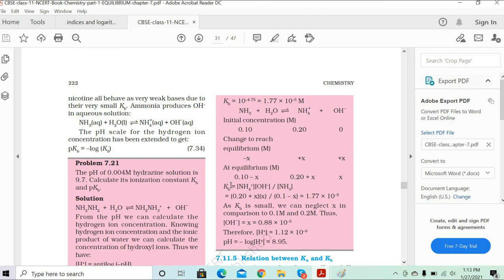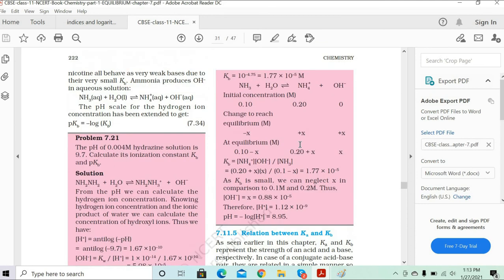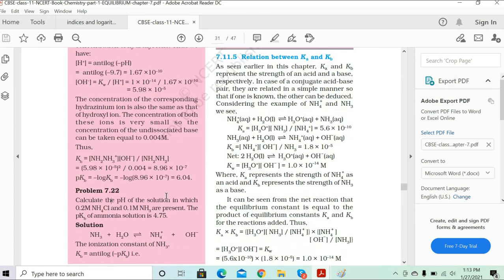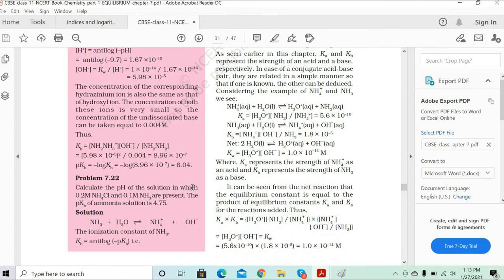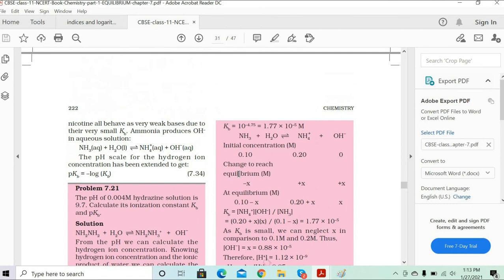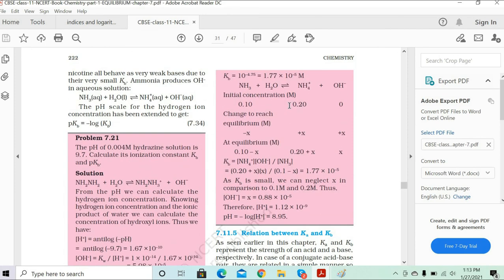Okay. Then at the equilibrium it will become 0.1 minus X and 0.2 this. What is the initial concentration of the ammonium ions? 0.2 molar ammonium chloride. Here that makes the difference, because initially when you have the ammonia solution it is 0.1 molar, but ammonium ions is 0.20. How does it become 0.20?